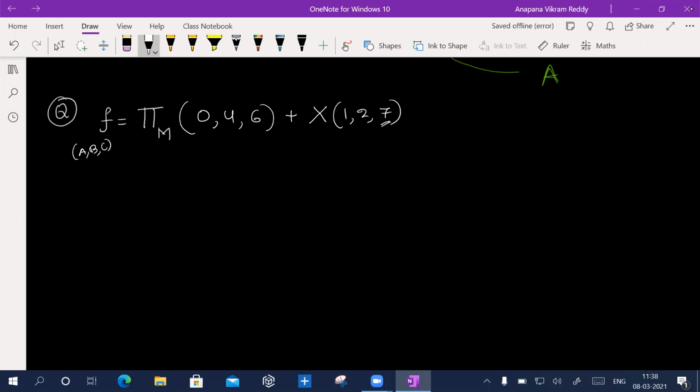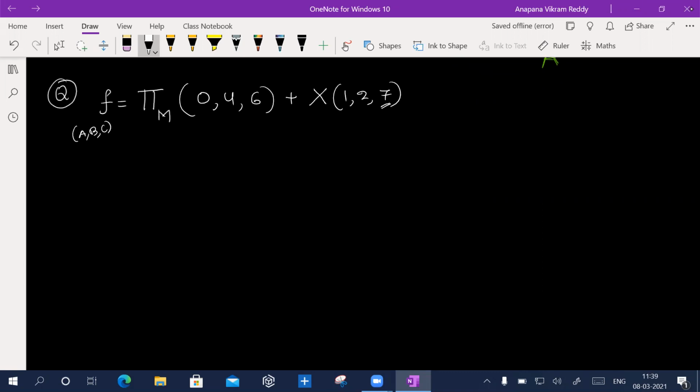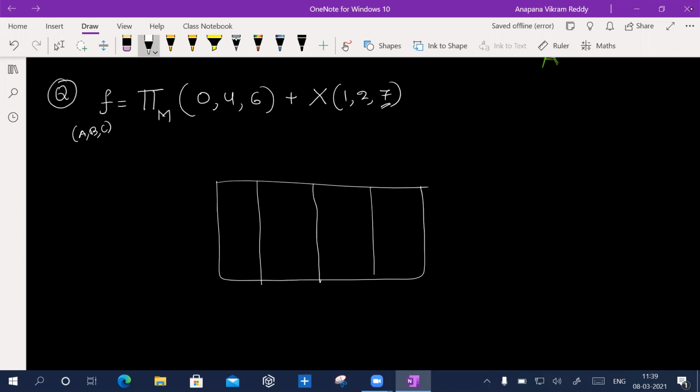So I'll draw it. Let me draw the K-map. I'm taking A as the most significant bit and C as the least significant bit: 0, 0, 0, 1, 1, 1, 1, 0, 0, 1, with cells 0, 1, 3, 2, 4, 5, 7, 6. I have a product of max terms here, so I must take the zeros.